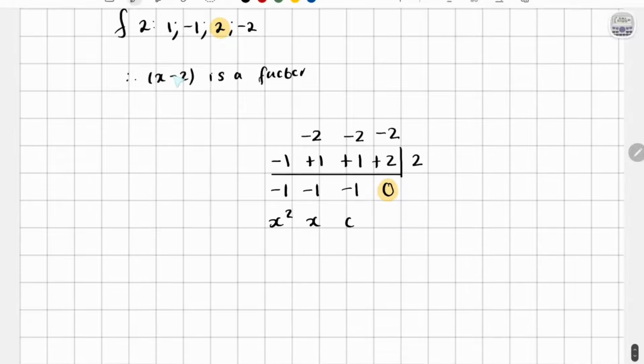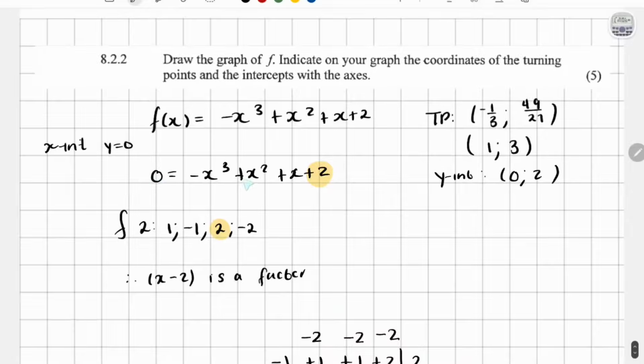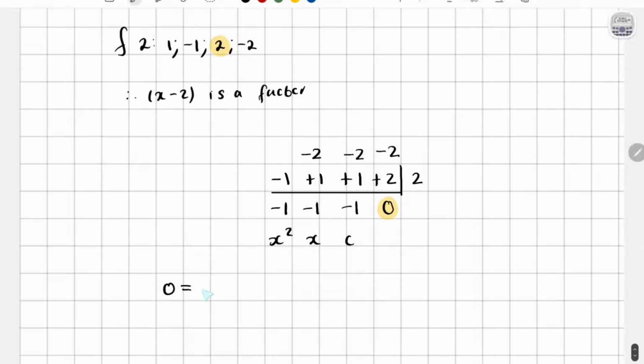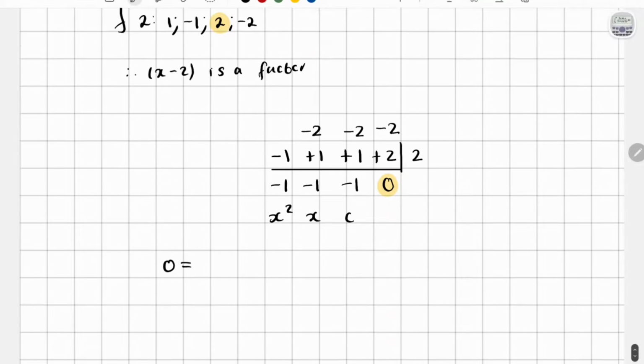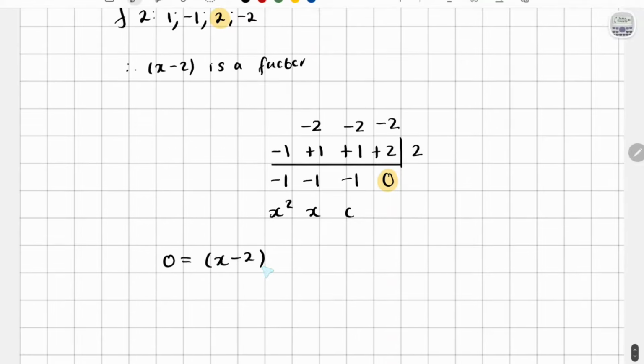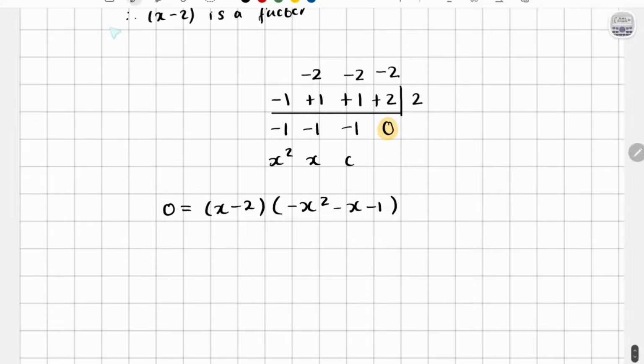So it means that in our expression, what we had is this, 0 is equal to all of this, right? But now we're going to have 0 is equal to, and the first factor that we already had was x minus 2. That was a factor. So we have x minus 2. And then in this bracket, we're going to put our other factor, which is these ones with their coefficients, of course. So the coefficient of the x squared is negative 1, so we have negative x squared. And then we have negative x, and then a constant of negative 1. So that would be this factorized.